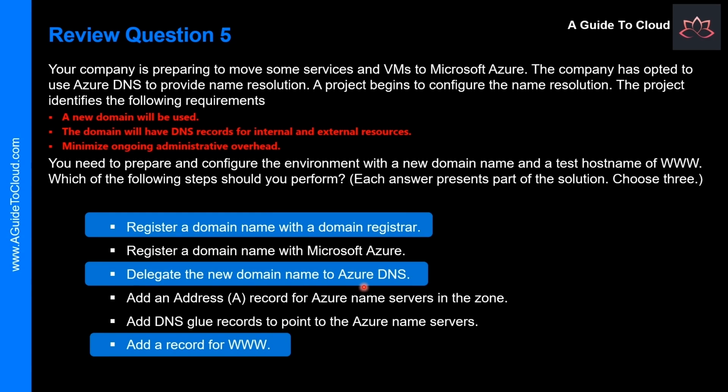So for private domain names, you must register with a registrar because Azure isn't a registrar. Thereafter, you need to delegate the new domain name to Azure DNS, which enables the Azure DNS to be the authority for the domain. After delegation, you should add a test host of www and test name resolution.